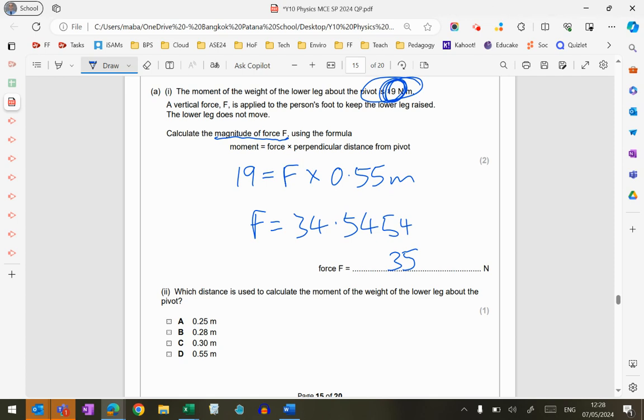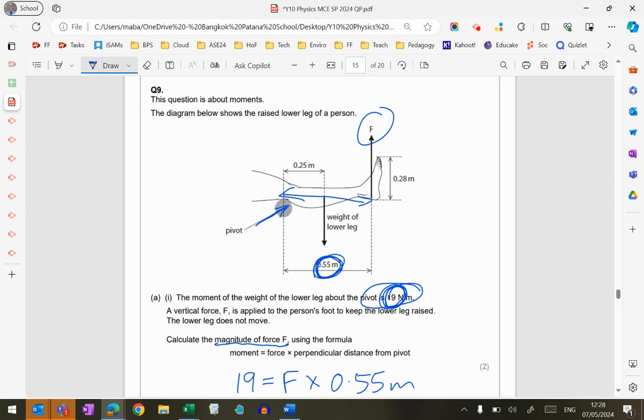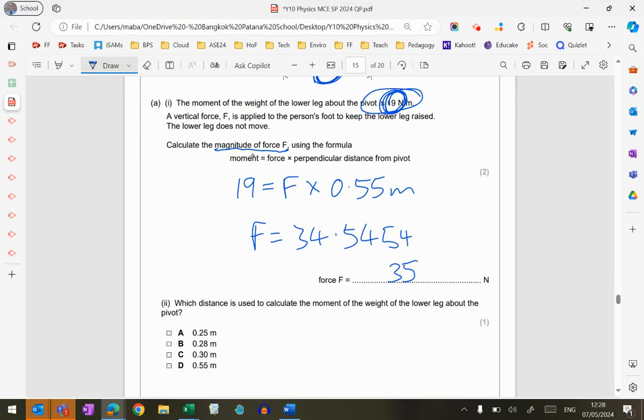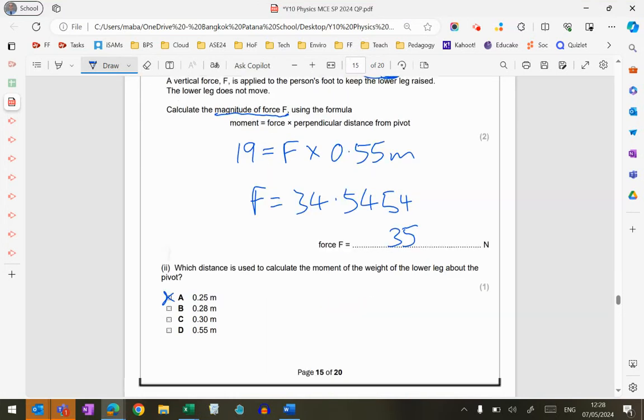Which distance is used to calculate the moment of the weight of the lower leg about the pivot? Okay, so we would use this force, which is the weight, and we want that distance from the pivot, so 0.25 is the best answer there.